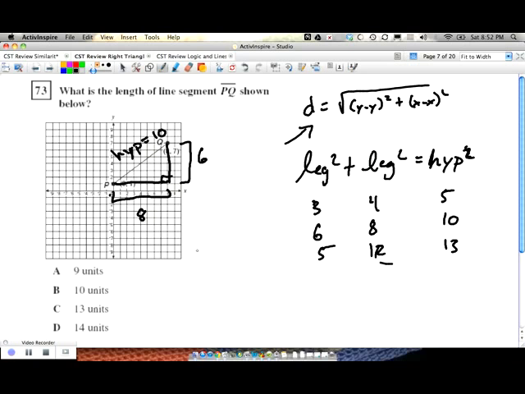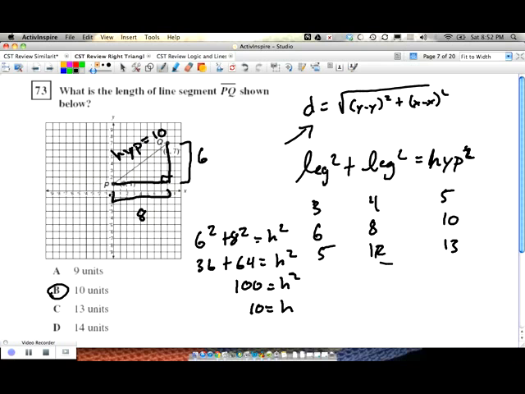Let's say I didn't remember that though. I could still just plug it in and figure it out. I could have 6 squared plus 8 squared, leg squared plus leg squared, equals the hypotenuse squared. I'll just use the letter h. So that's 36 plus 64 equals h squared. 36 plus 64 is 100. So that means my hypotenuse is actually 10. B would have been the answer.